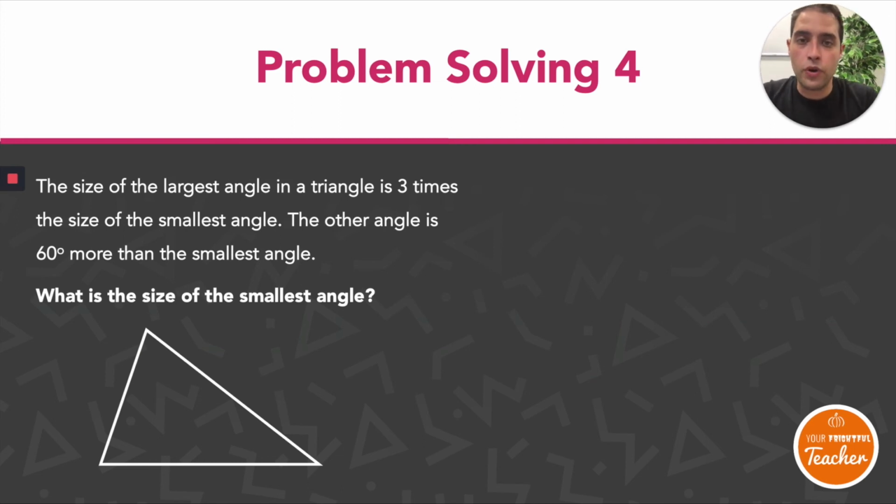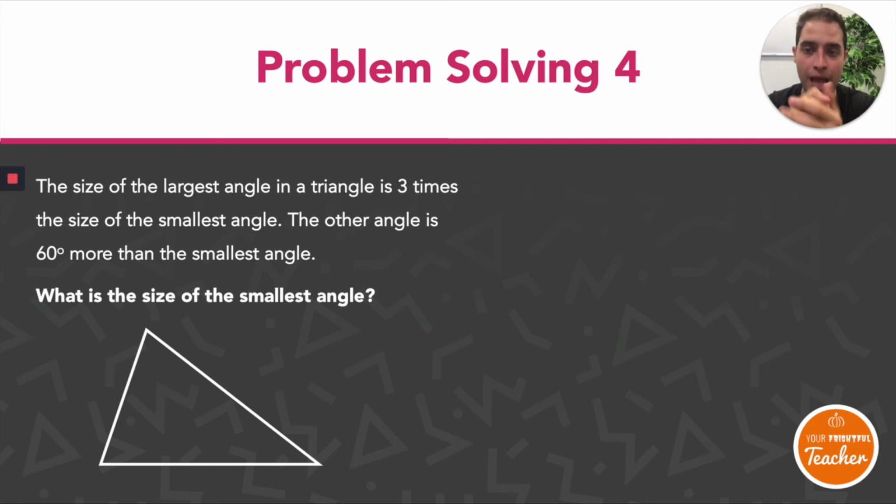So now we've got problem solving 4, which we're going to work through. The size of the largest angle in a triangle is 3 times the size of the smallest angle. The other angle is 60 degrees more than the smallest angle. What is the size of the smallest angle? Again, exam questions, they're so wordy and they're there to try and trip you up. I read that once and I was like zombied out. I was like, okay, so I need to read it through again. And it's okay to do that.